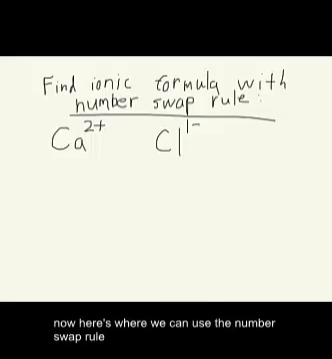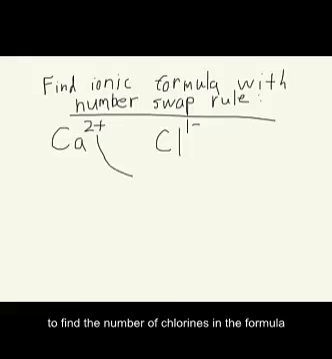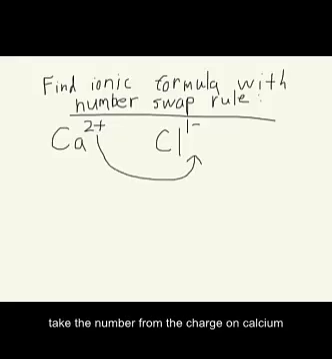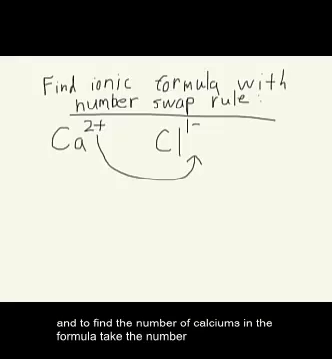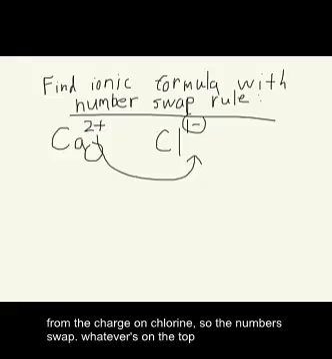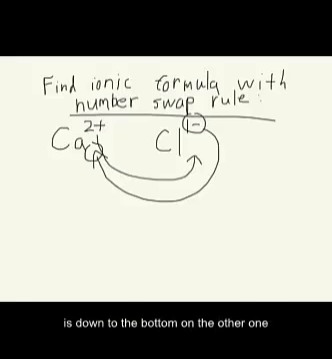Now, here is where we can use the number swap rule. To find the number of chlorines in the formula, take the number from the charge on calcium, and to find the number of calciums in the formula, take the number from the charge on chlorine. So the numbers kind of swap, whatever's on the top goes down to the bottom on the other one.